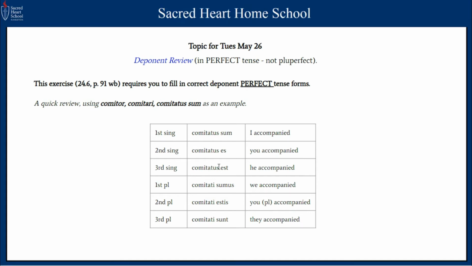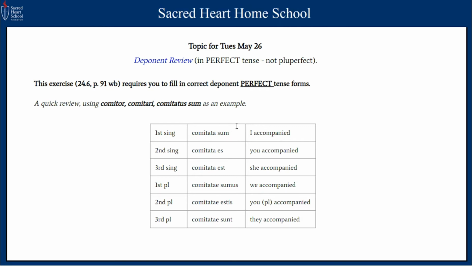I'll show you on another page in a second that these could also be feminine or neuter forms, but we're using masculines as an example now. So comitatus est, he accompanied. Then we go to comitati, the us becomes i. Comitati sumus, we accompanied. Comitati estis, you all accompanied. And comitati sunt, they accompanied. Again, all masculine forms. They could just as easily be feminine, as I just said, comitata sum.